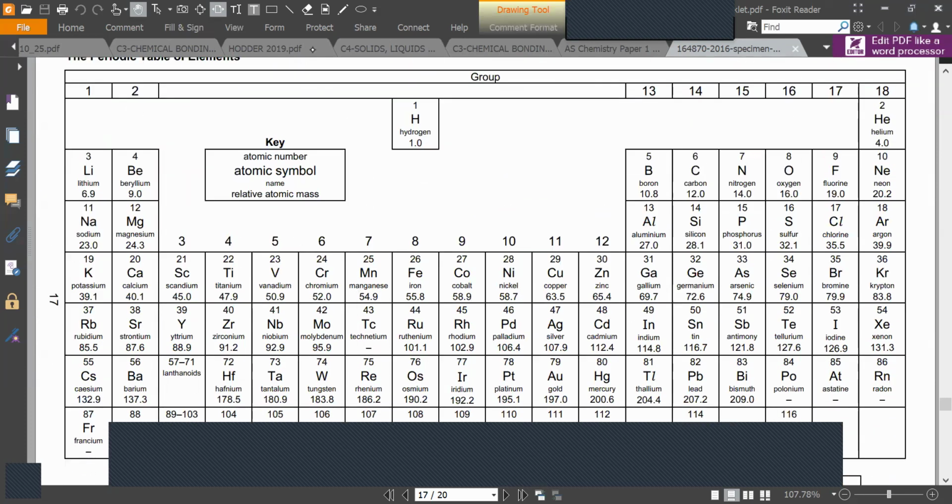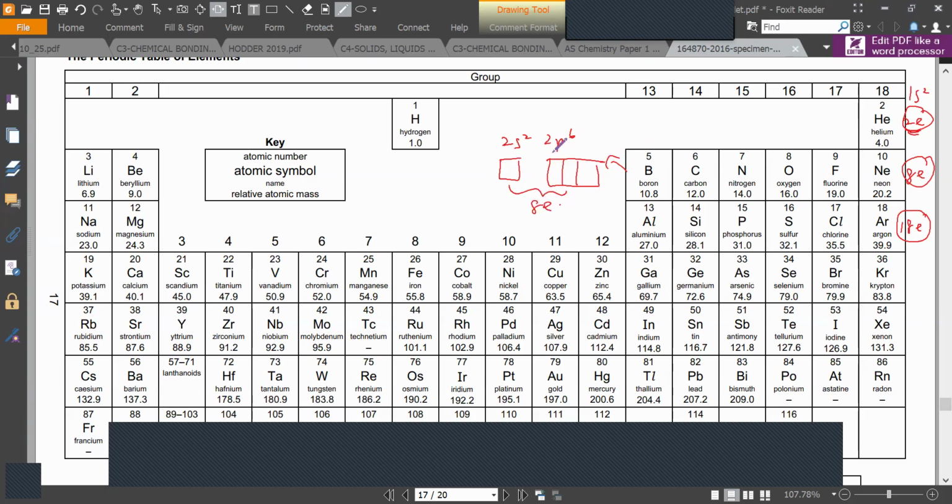Period 1, the max capacity is 2 electrons. Period 2 is 8 electrons. Period 3 is 18, as I mentioned just now, because it has the d orbitals. We are only looking at the outer shell. For period 1, the outer shell is just 1s2. Period 2 is 2s2 and 2p6, so the max capacity is 8 electrons.